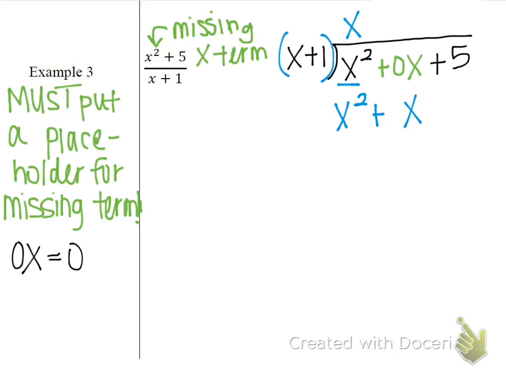So what's your next step? Subtract. So that becomes negative, and the x becomes negative. So when I combine like terms now, x squareds cancel. What's 0x minus x? Negative 1x. Bring the 5 down.